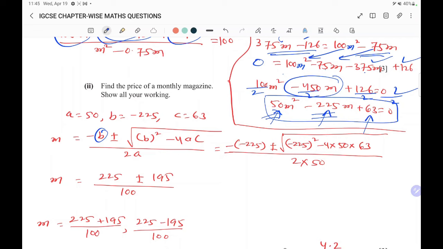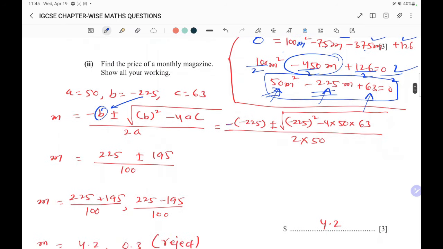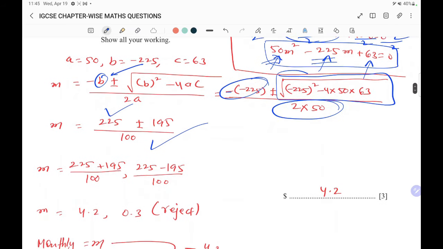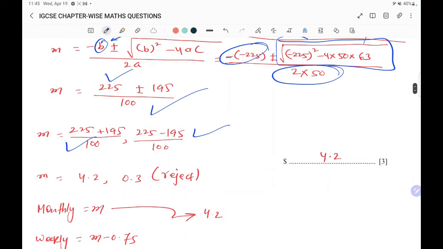Here I have written minus, and B is minus 225, so minus of minus 225 plus minus root of minus 225 whole square minus 4 times 50 times 63, over 2A, which is 100. So minus of minus 225 is plus 225, and when you use the calculator precisely here, you will get 195. So plus minus 195 over 2 times 50, which is 100. So 225 plus 195 over 100, and 225 minus 195 over 100.